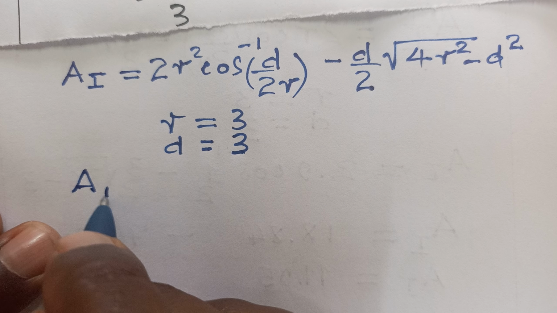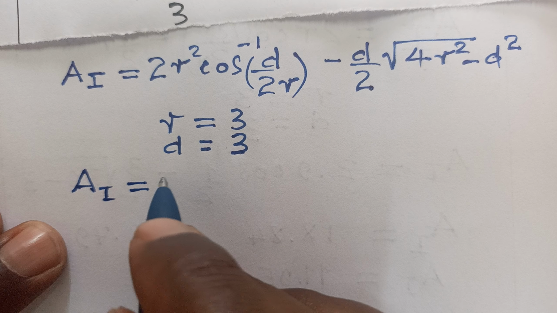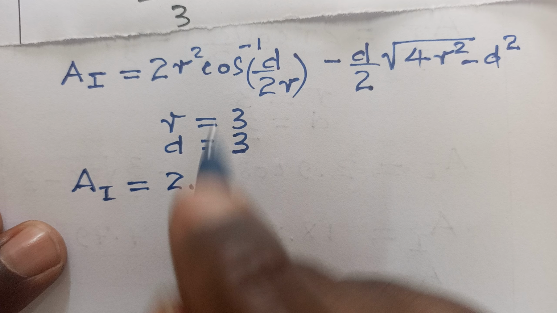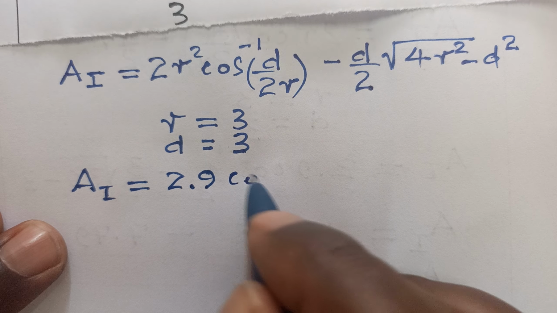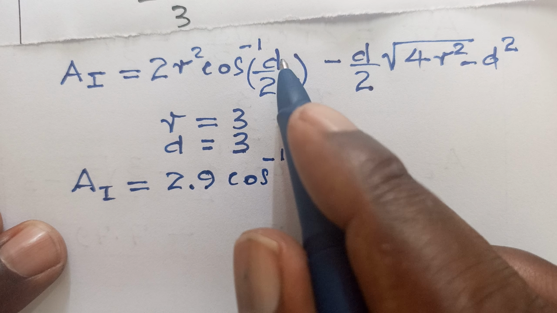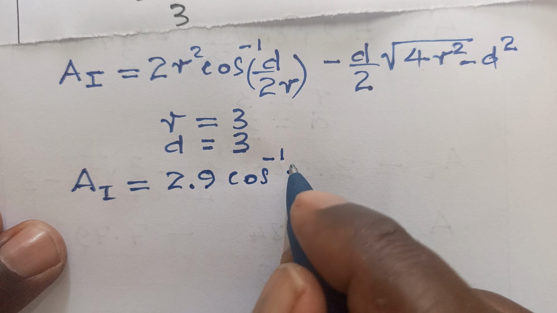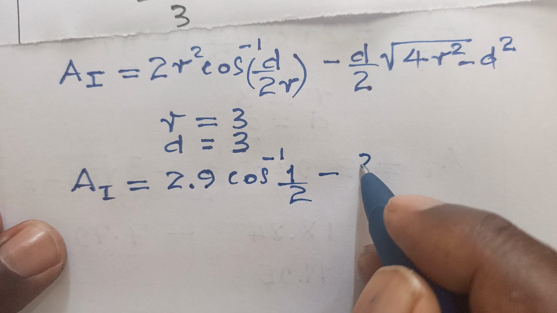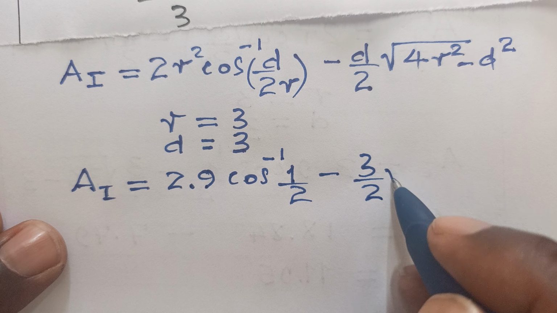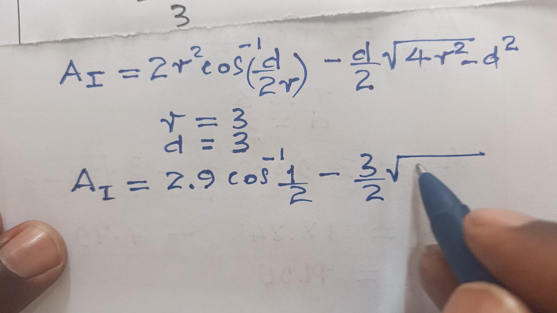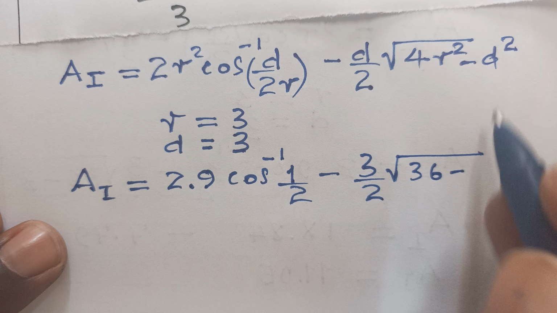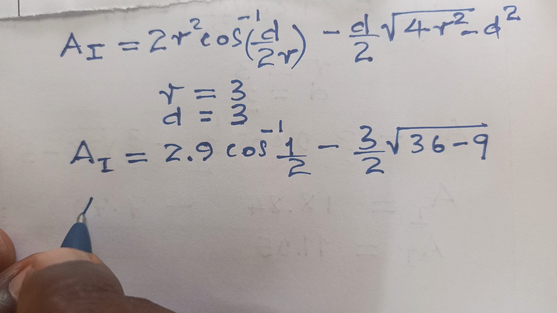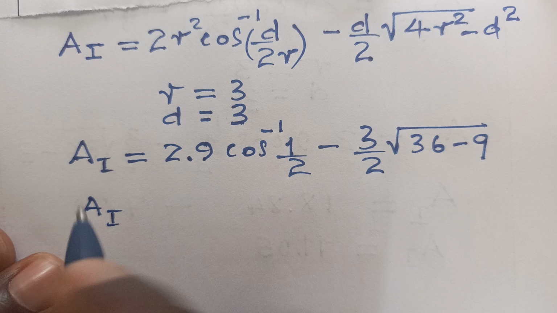So the area of the intersection is going to be equal to 2 multiplied by 9, that is 3 squared. We have cos inverse 3 all over 3 here. This comes to now 1/2 minus 3 over 2 square root of 4 multiplied by 9 is 36 minus 9. And so, guys, this is what we have. And now we can come and do the calculations.